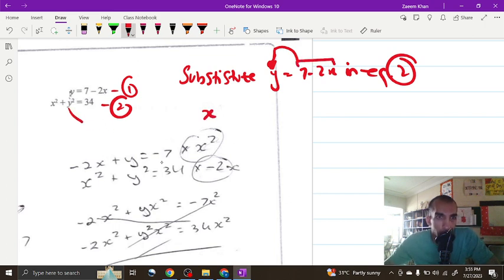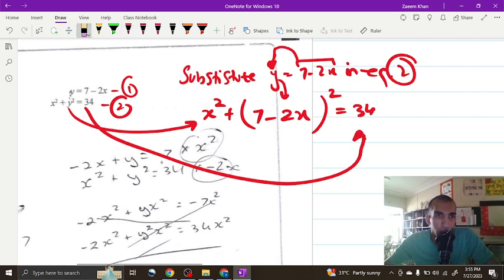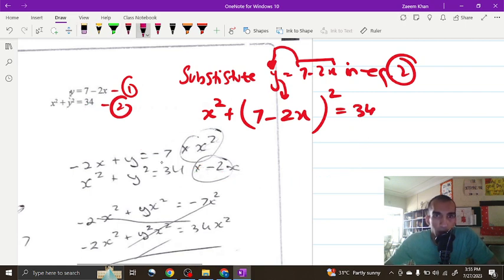I'll write the second equation again, x squared plus, and then we have that magic variable y. Instead of y, we will be substituting 7 minus 2x whole square. And the rest of it follows as it is. Now, how do you expand this bracket?